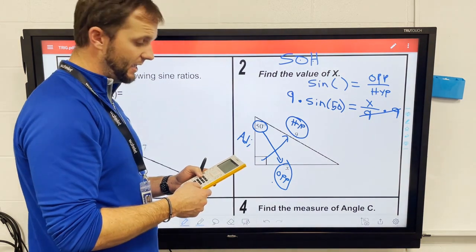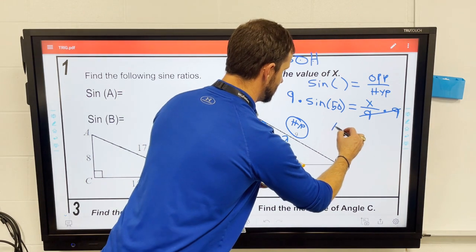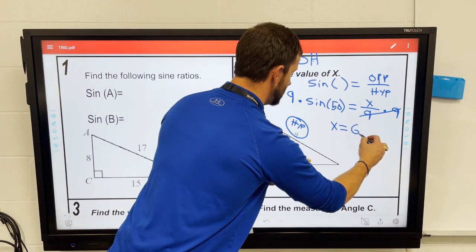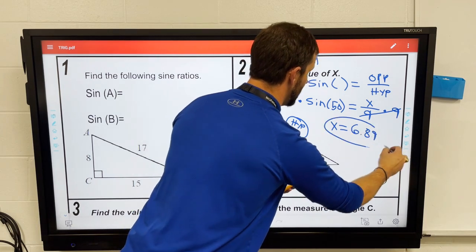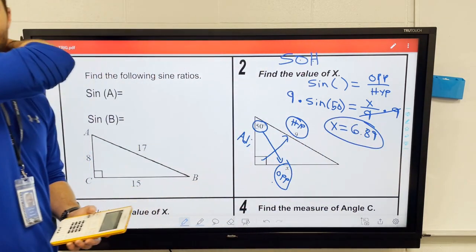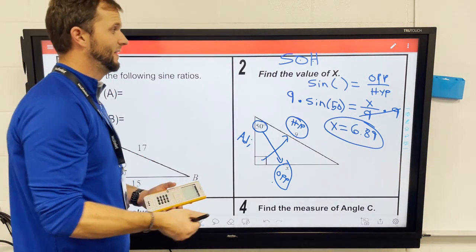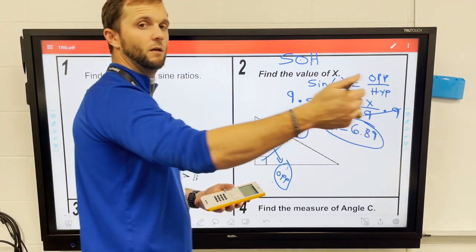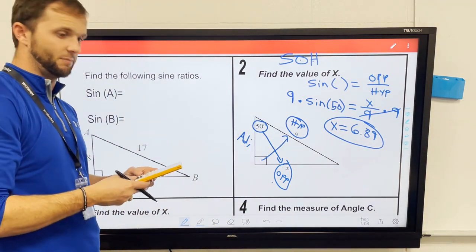Whenever you click enter, it should give you the value of x. So x is going to equal 6.89, and that would be your answer for x. We are using the trig ratio to find that x value, and that is how you use sine inside a right triangle. So let's take this over to example number 3 now.